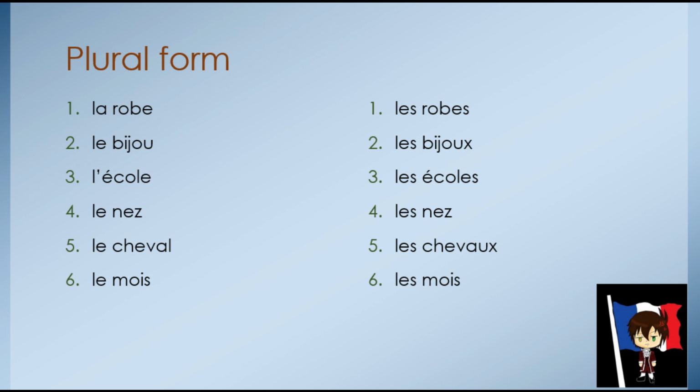Okay, let's see the answers. First one, we have les robes. We just added an s. Second one, le bijou. For this one, we added an x. Les bijoux. Third one, we have l'école, so that will be les écoles. Fourth one, we have le nez, so that will be les nez. And fifth one, we have le cheval, so the plural will be les chevaux. And lastly, we have le mois, so that will be les mois.